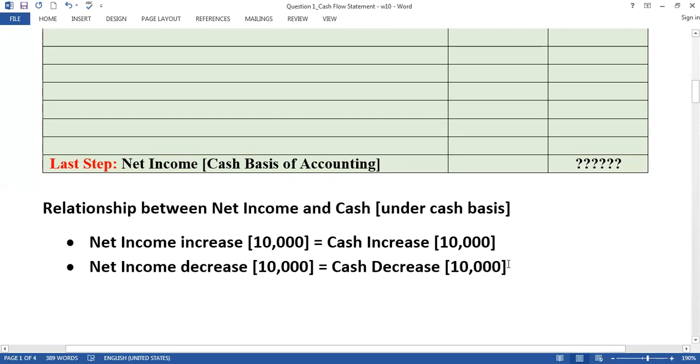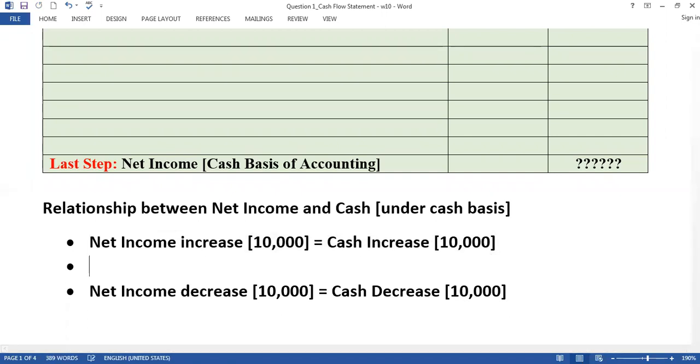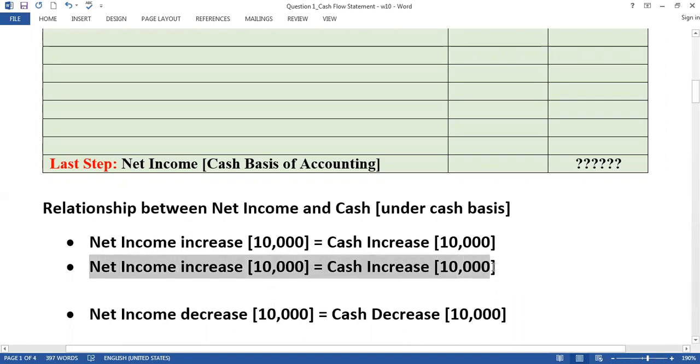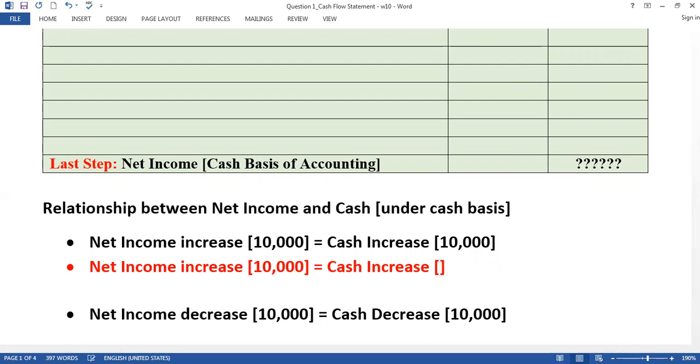So look at another example here. How to solve it if we have a problem like we find this one, for example, look at this. Net income increased $10,000, but cash is zero. If you find a situation like this, what should you do?